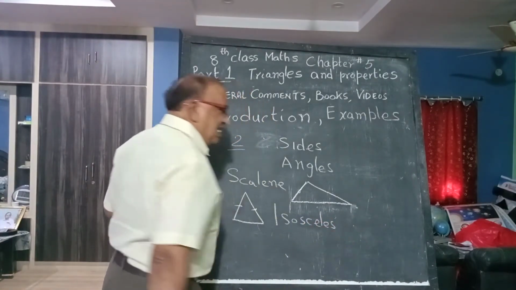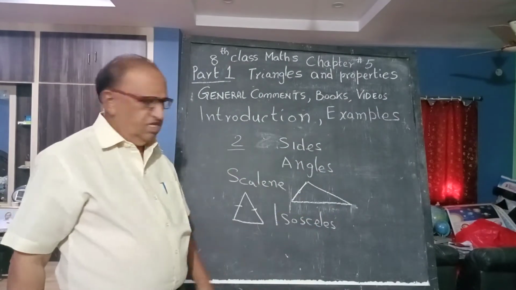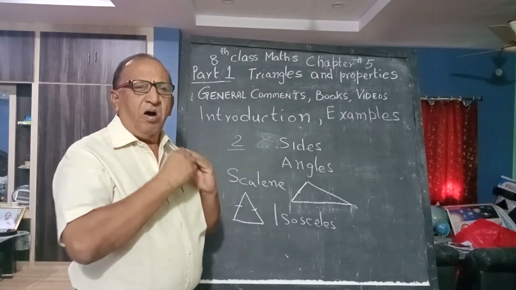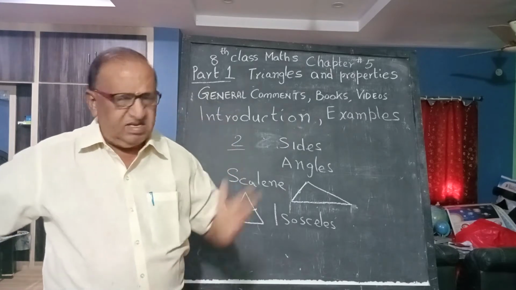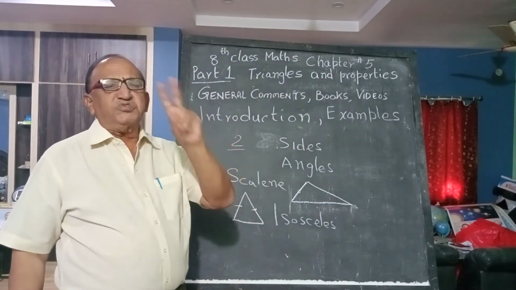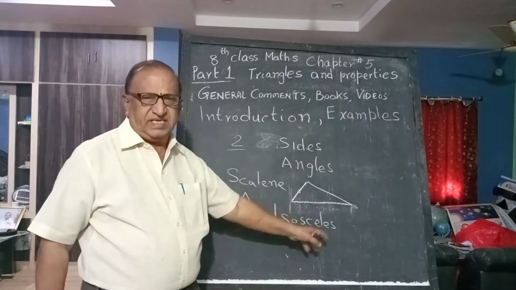I-S-O-S-C-E-L-E-S. You can find all these spellings in your textbook. So this is an isosceles triangle. In the case of a scalene triangle, all sides are different. One may be 3, one may be 5, one may be 7 or whatever. Whereas in the case of an isosceles triangle, if two sides are equal, then the triangle is called an isosceles triangle.